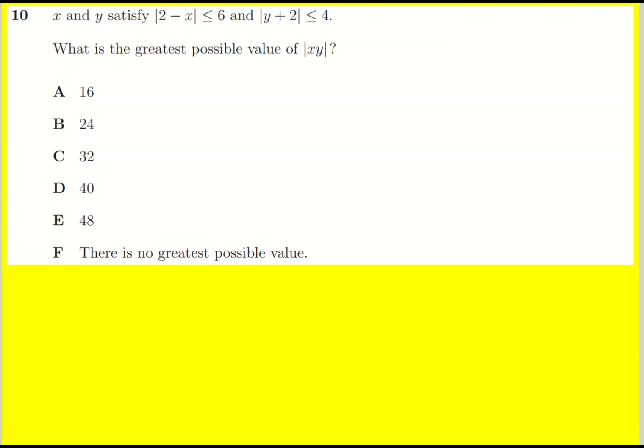X and Y satisfy these two modulus inequalities, and we're asked for the greatest possible value of the modulus of xy. So what I need to do is find the range of values of each and then think, how can I get the biggest total? So let's consider the first one.